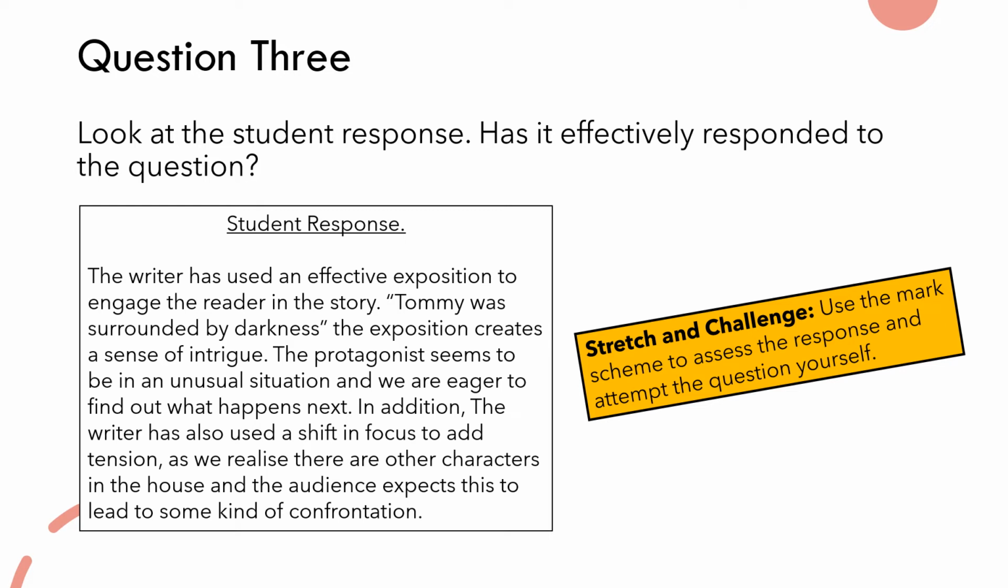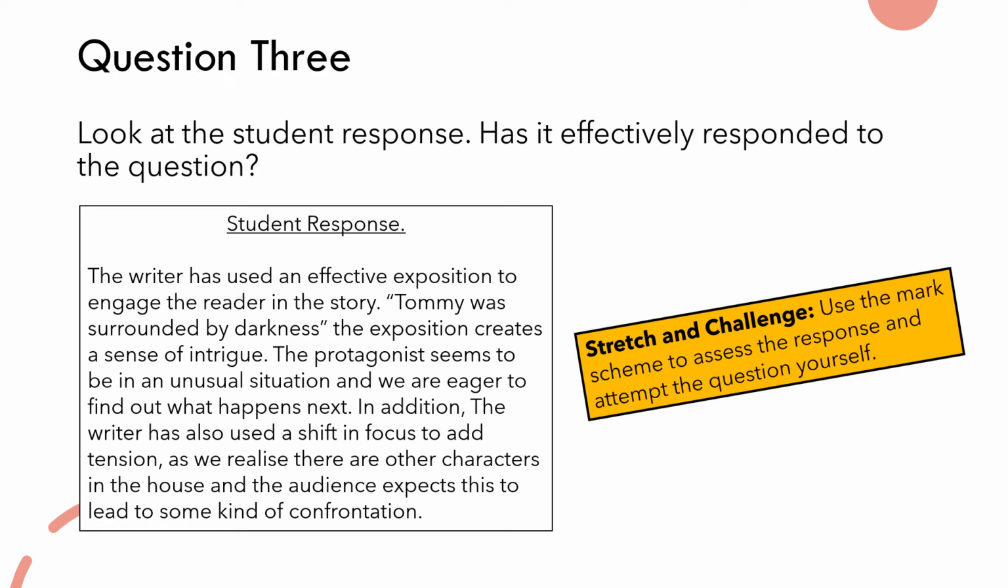The exposition creates a sense of intrigue. The protagonist seems to be in an unusual situation and we are eager to find out what happens next. In addition, the writer has also used a shift in focus to add tension as we realise there are other characters in the house and the audience expects this to lead to some kind of confrontation.